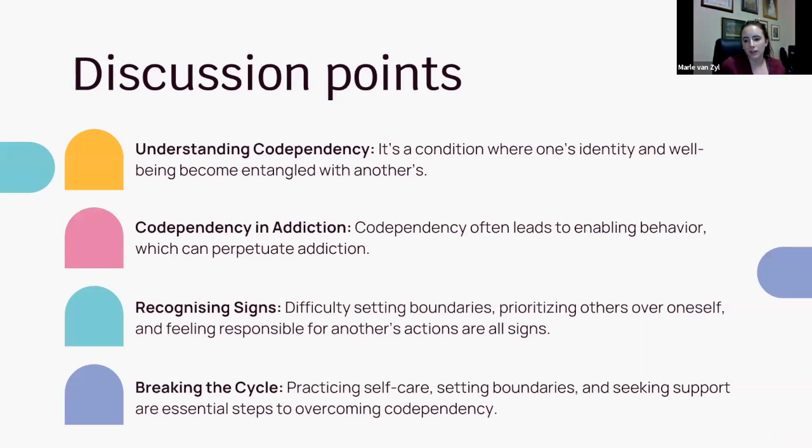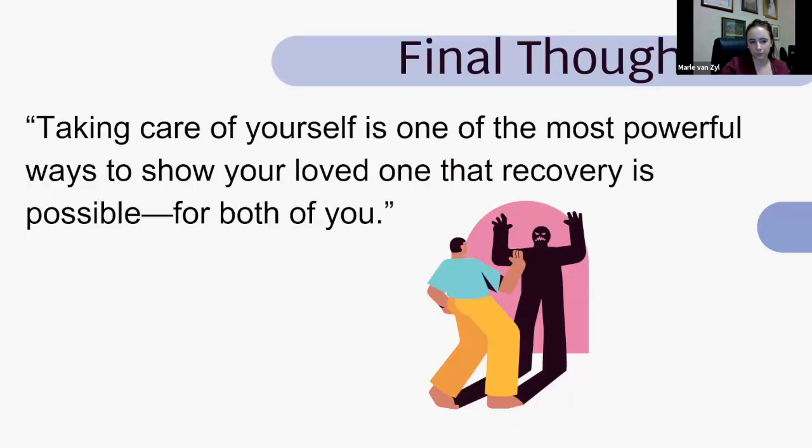So in today's meeting or PowerPoint, what we discuss is to understand codependency. So it's a condition where one's identity and well-being becomes entangled with another's. Codependency in addiction. So codependency often leads to enabling behavior, which can perpetuate addiction. Recognizing the signs. So difficulty in setting boundaries, prioritizing others over oneself, and feeling responsible for another's actions are all signs of codependency. And then breaking the cycle. So practice self-care, set healthy boundaries, and seek support are all essential steps to overcome codependency.